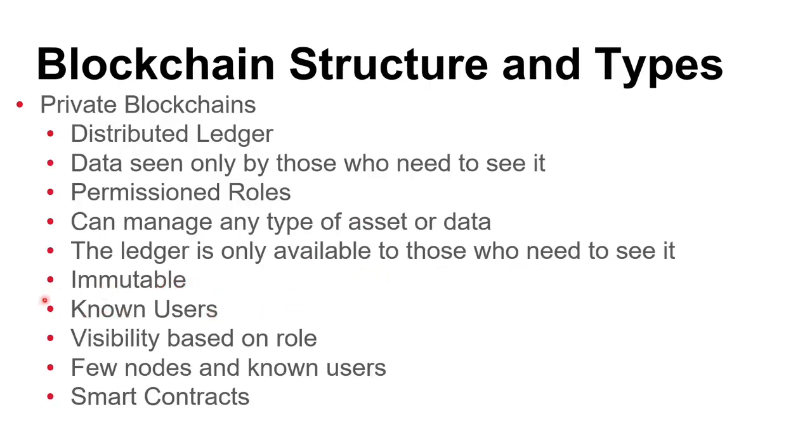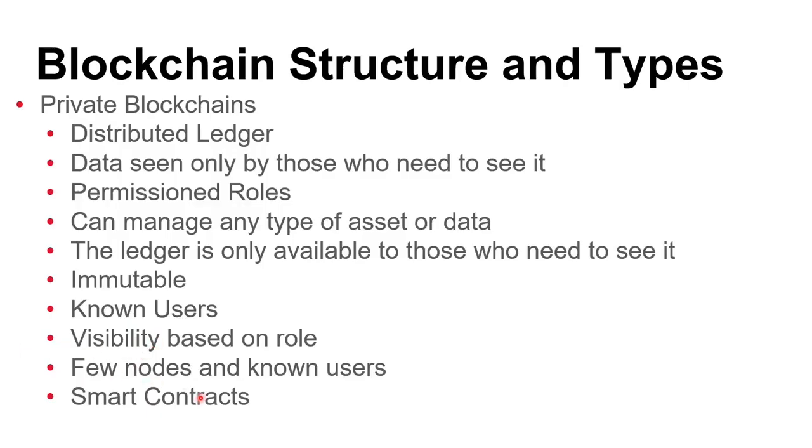We want known users in this case, because for the enterprise, we want to know who is conducting the transactions. Visibility based on role. So again, depending on your role, what data you can see. Fewer nodes, and again, known users, and we do want smart contracts.